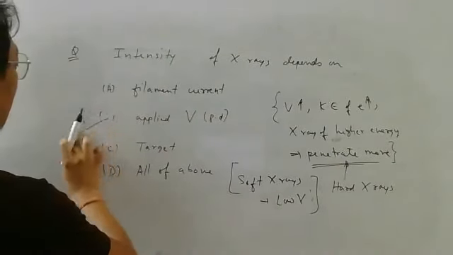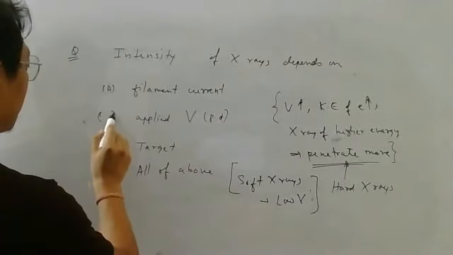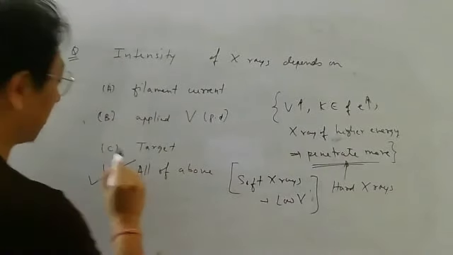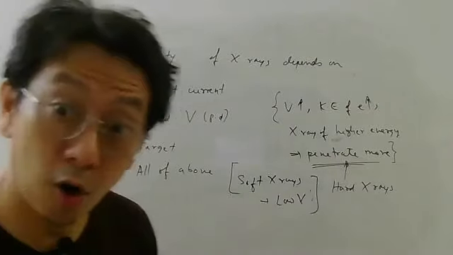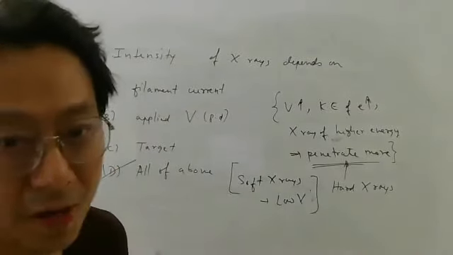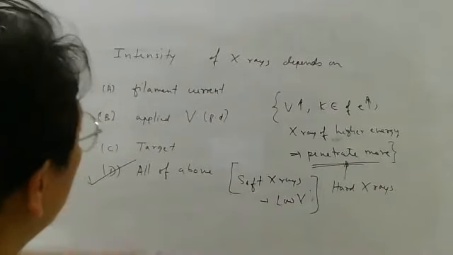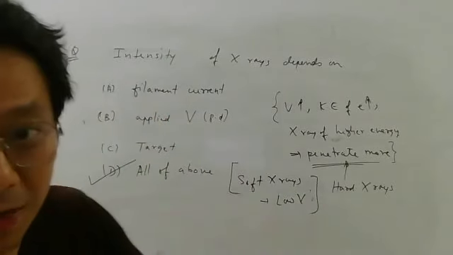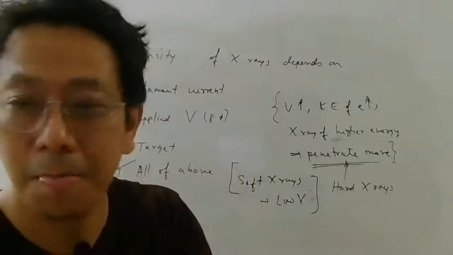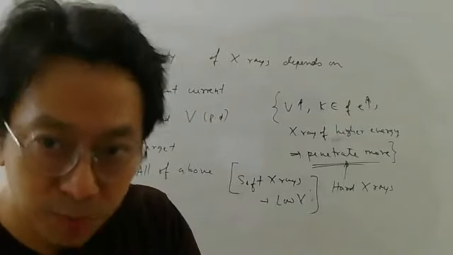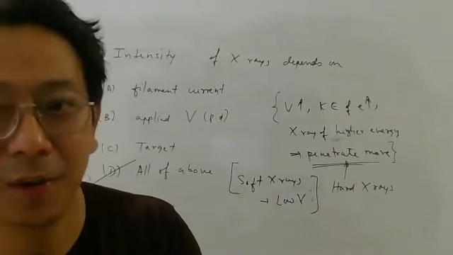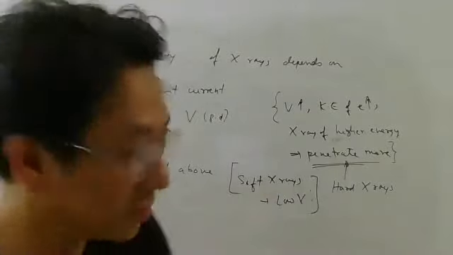Intensity of X-rays depends on all of them. Depends on all of them. Okay, so try to remember that. Very good, Kirtan. So if you increase filament current, then it means more electrons will come out. More electrons will come out means more photons of X-rays will come out. So overall intensity will increase.